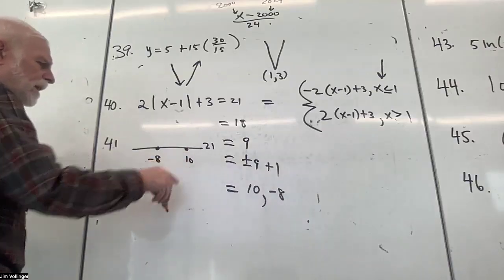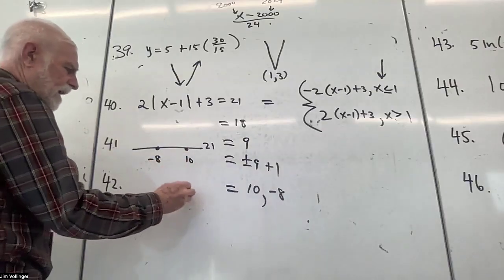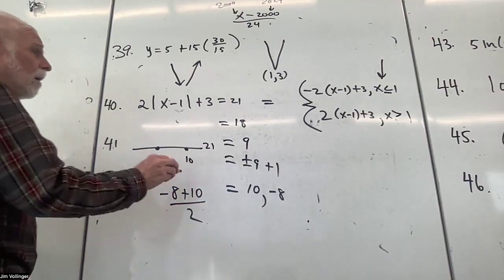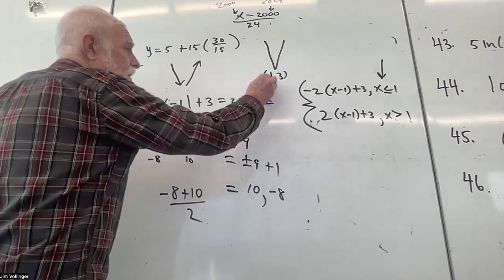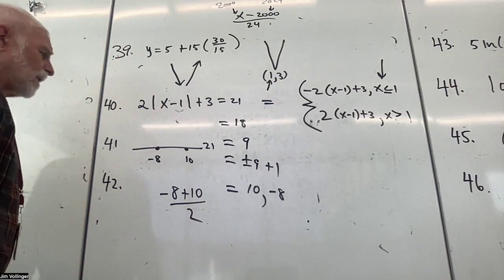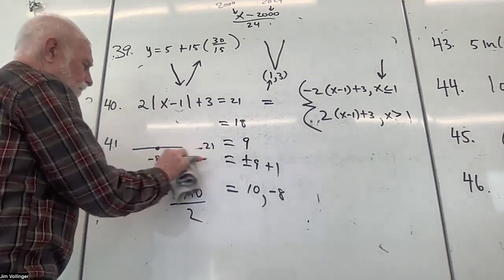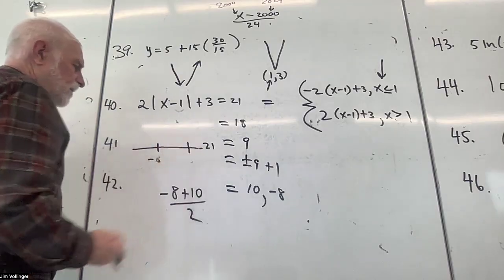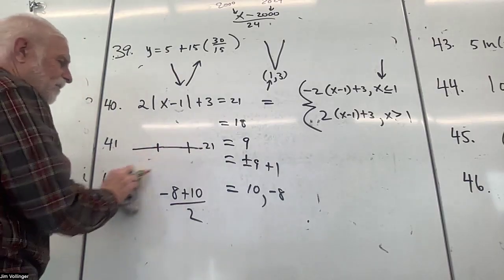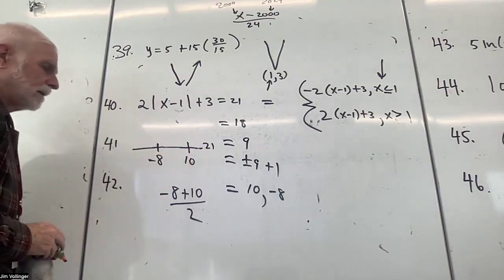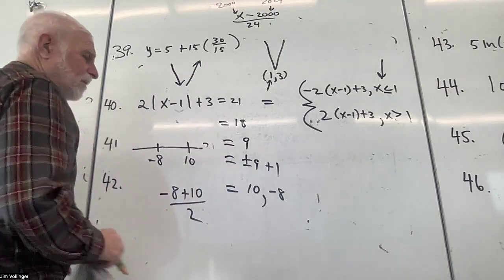And what's in between -8 and 10? Well, that's an average. And that's 2 divided by 2, which is 1. Oh, yeah, 1. Equidistant, 9 units. Now, what happens if I put a little dash here? Dash, because I'm going to be doing dashes and dots in a minute when we do inequalities. Doesn't mean anything to you yet. But when am I bigger than 21?